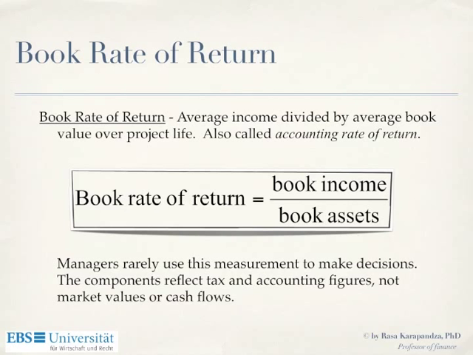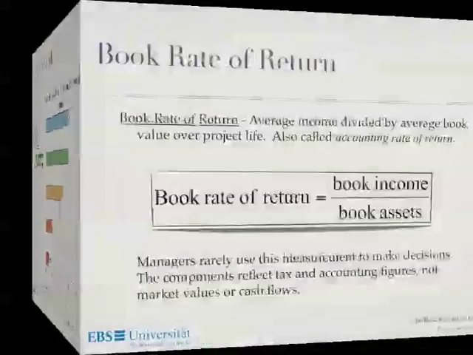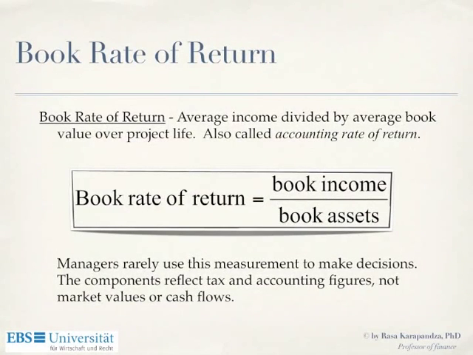Okay, so we go to this book rate of return first. And as you can see, book rate of return is not really popular. It's around 20% of CFOs use it. So what is book rate of return? Book rate of return is a ratio of two numbers. Book income divided by book assets. So what's the point of this measure? Well, this measure is trying to capture somehow return. This tells you the income compared as a percentage of the total value of assets.